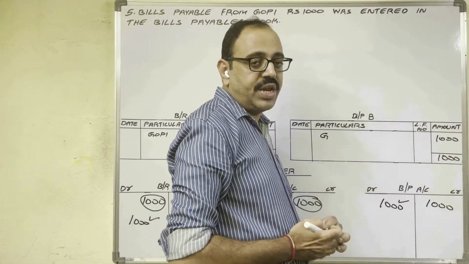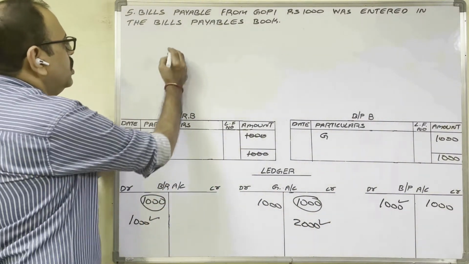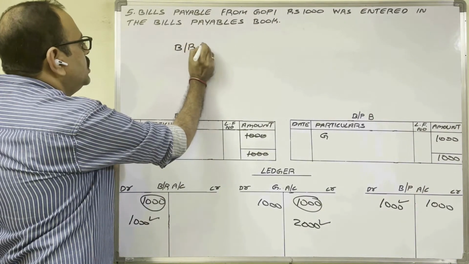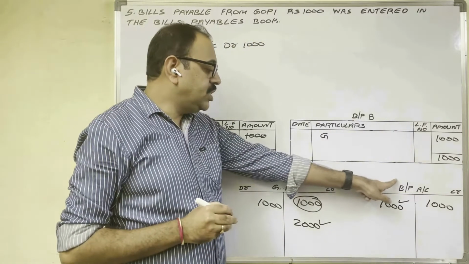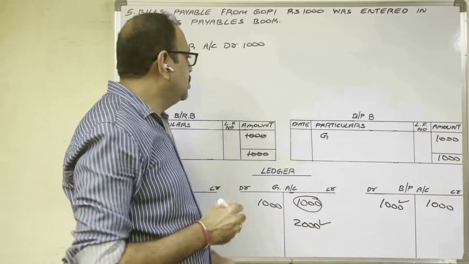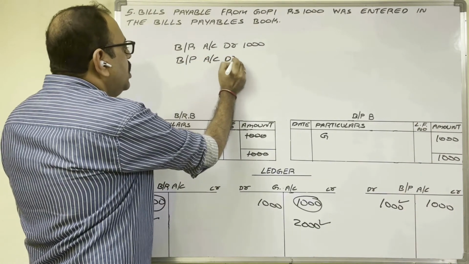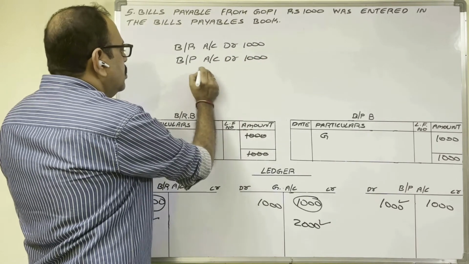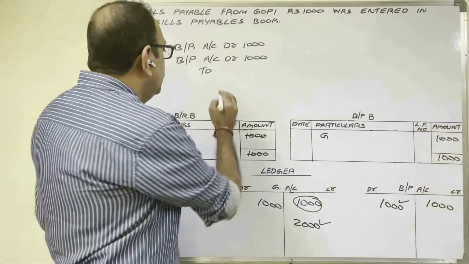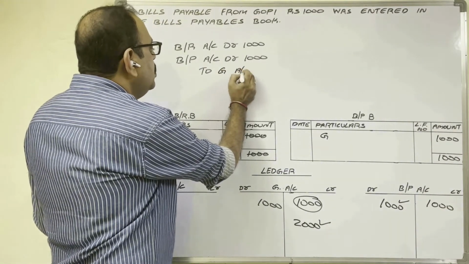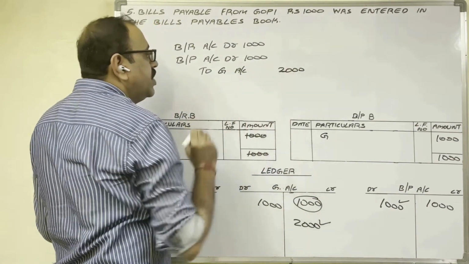So rectification of error entry: in bills receivables account, debit side we got answer now. Therefore, debit bills receivables account with 1,000 rupees. In bills payables account also, debit side only we got answer. Therefore, debit bills payables account with 1,000 rupees. 2. In Gopi account, credit side we got answer. Therefore, credit Gopi account with 2,000 rupees. This is the rectification of error entry.